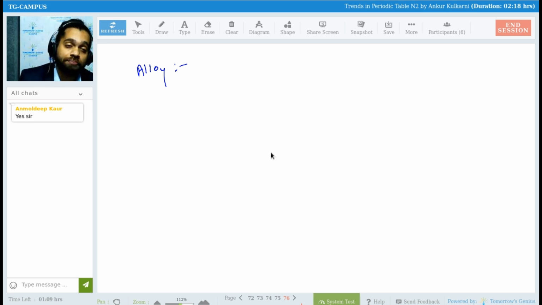Very good, Anmoldeep. Can we consider alloys as solution? Yes, correct. It is a mixture of metals. Yes, it can be solid. So yes, alloy, we can consider them as a solution.